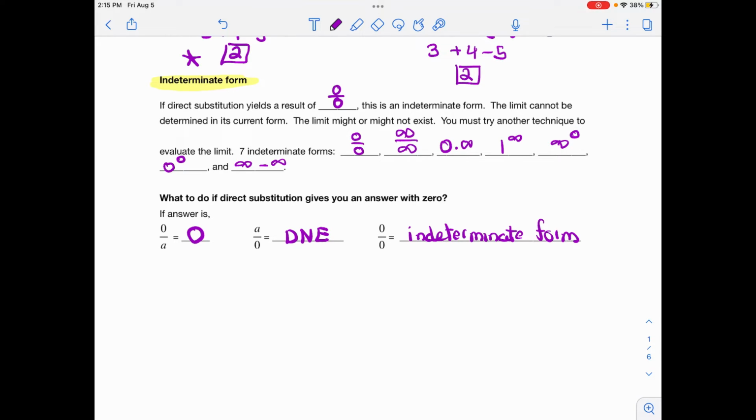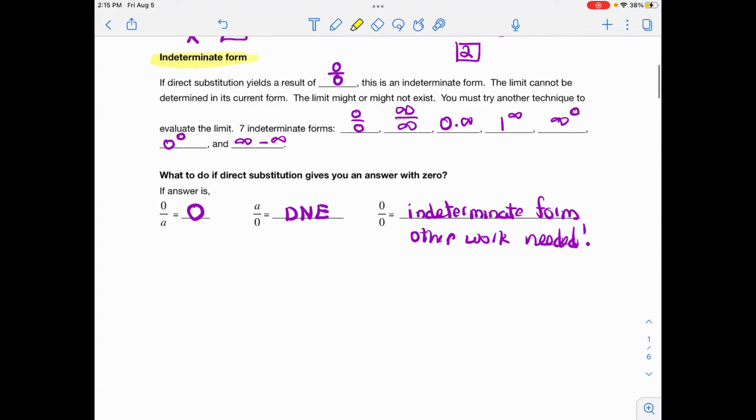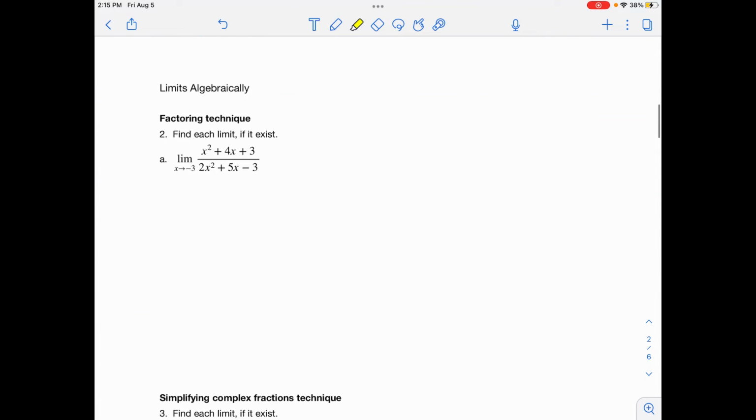And you are not done. This means that you must do some other work. This is a red flag that you need to go and do some of the other techniques, and these techniques are what we'll be learning in our lesson today. So what's the first technique when direct substitution fails you? It's called the factoring technique. All right, so again, begin and end with direct substitution.